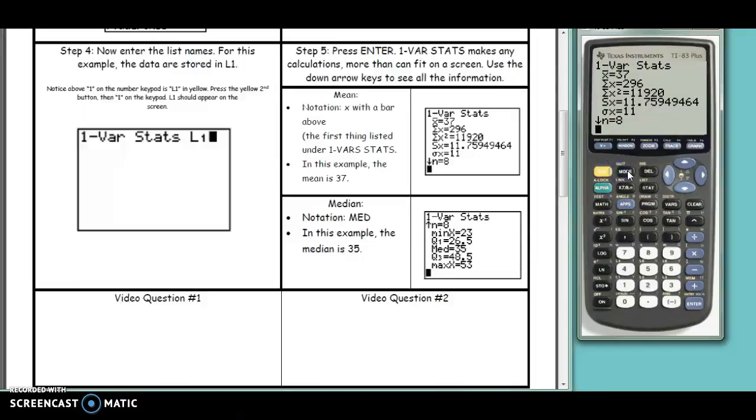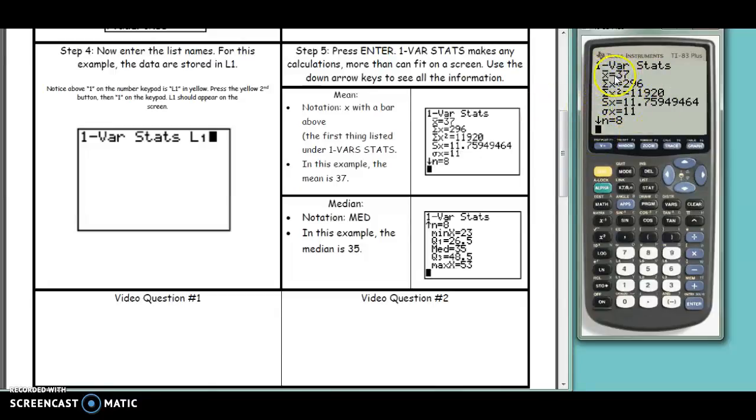Let me clear that out of there again. Try that again. So stat, arrow over to calc, number 1. I don't need to write anything in there. My calculator knows to go to list 1, but you might have to put list 1 in there, hit enter, and it's looking at list 1. So the one-variable stats makes any calculation more than can fit on the screen, so we're going to use the down arrow keys to see all the information. So this arrow right here means there's more information down there. But let's take a look at the data we see first.